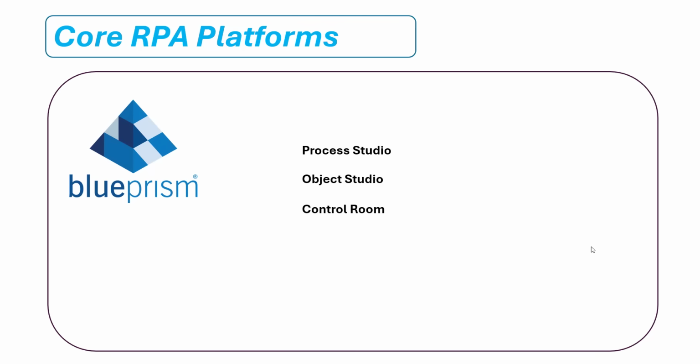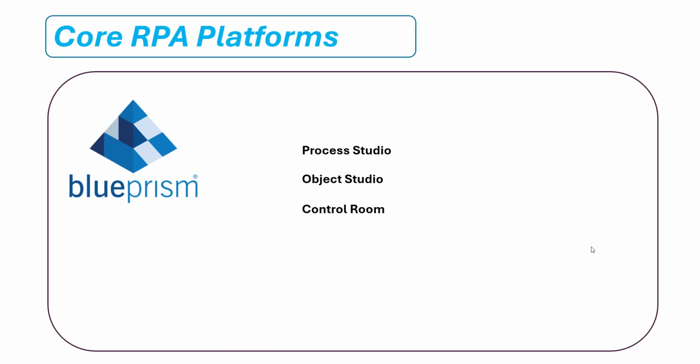Blue Prism, also known as SS&C Blue Prism, after its acquisition by SS&C Technologies in 2022, is a pioneering software company in the field of robotic process automation. Blue Prism provides an enterprise-grade platform for creating a digital workforce of software robots, that is bots, designed to automate complex, repetitive and rule-based administrative tasks, particularly in the back office and mission critical processes.